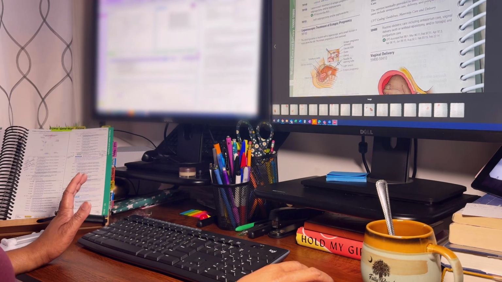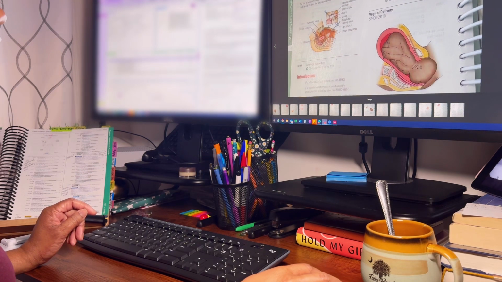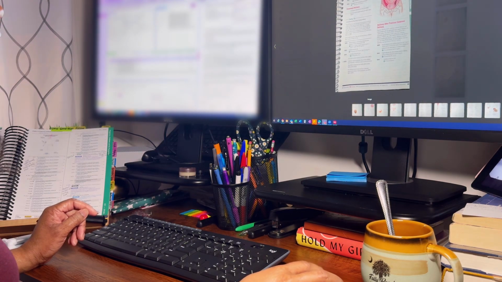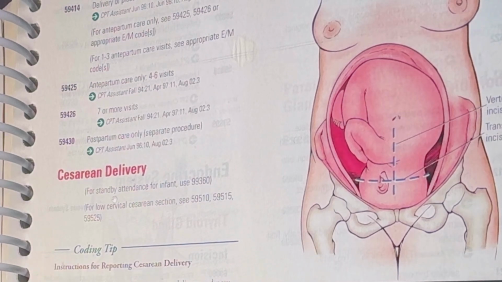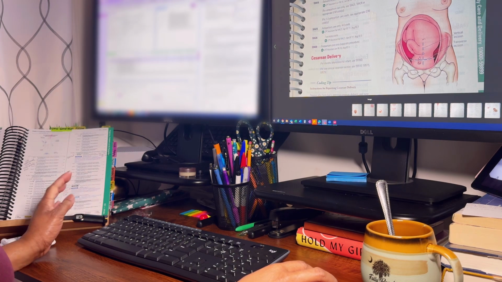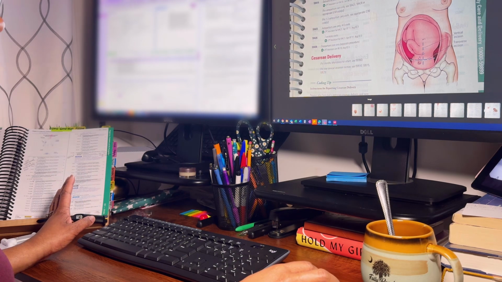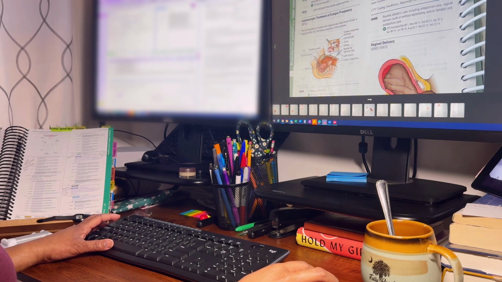And what I mean by that is if her insurance changed, then we may be looking at the 59425 and the 59426, which is here. 59425, antepartum care only, 4 to 6 visits, and then the 59426, 7 or more visits, and then I probably would be able to bill the 59410, which is the delivery and the postpartum care. But we don't have to worry about that because we provided everything. So 59400 is my code.